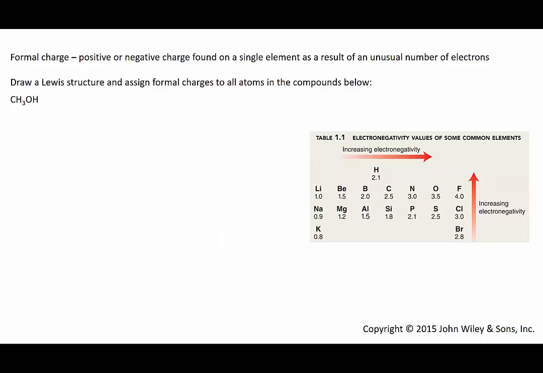Another example, methanol, CH3OH. Let's draw the Lewis structure. Carbon and hydrogen have electronegativities that are relatively similar, so these bonds aren't really going to be polar. But carbon and oxygen, for example, have a larger electronegativity difference. Oxygen will pull electron density towards it away from the carbon. Meanwhile, it will also pull electron density away from the hydrogen atom.